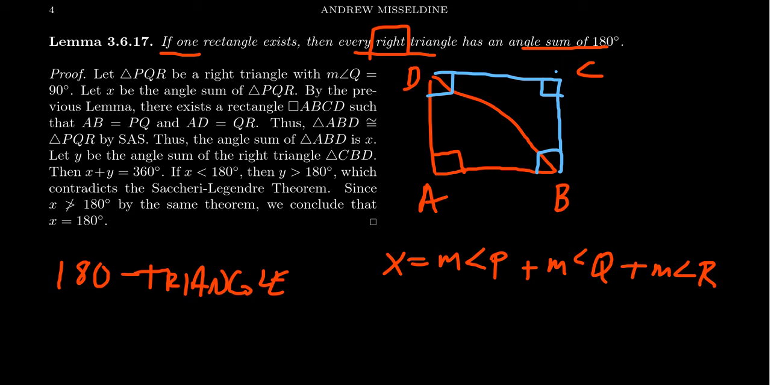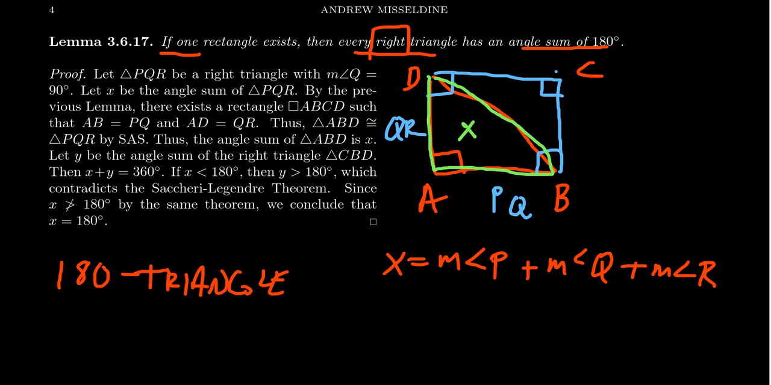We want the rectangle to have the following property: that the side AB has the same length as PQ did before, and that the width AD has the same dimensions as QR did before. So this is going to be a rectangle whose dimensions coincide with the legs of the previous right triangle. So we have this right triangle which is congruent to the PQR triangle we had before. And in this triangle ABD, its angle sum is still going to be X because it's congruent to the original triangle as well.